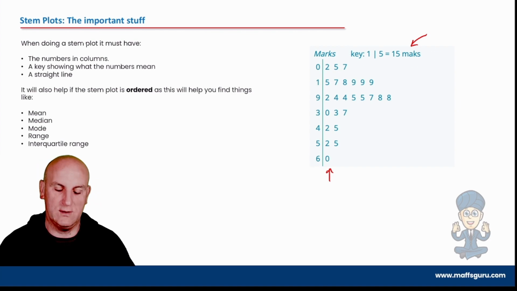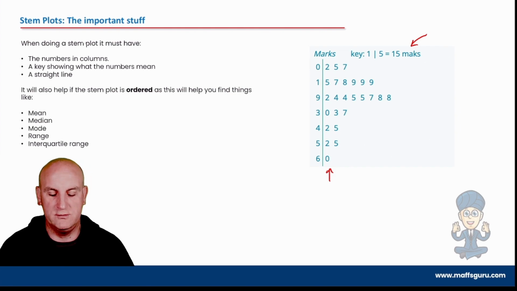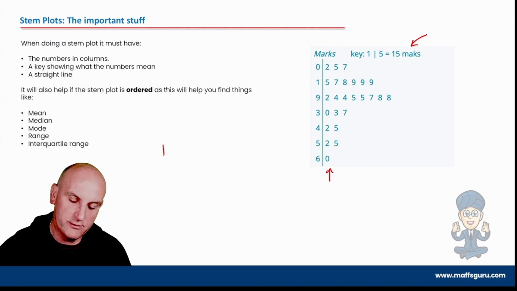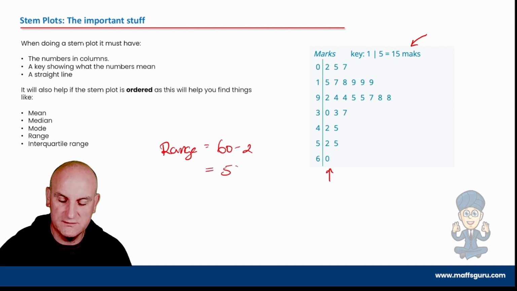All right, now again, it will help us find things like the mean, the median, the mode, the range, and the interquartile range. So in this situation, as I said, I know that the range is the biggest number, which we said was 60, minus the lowest number, which is 2, which is 58.